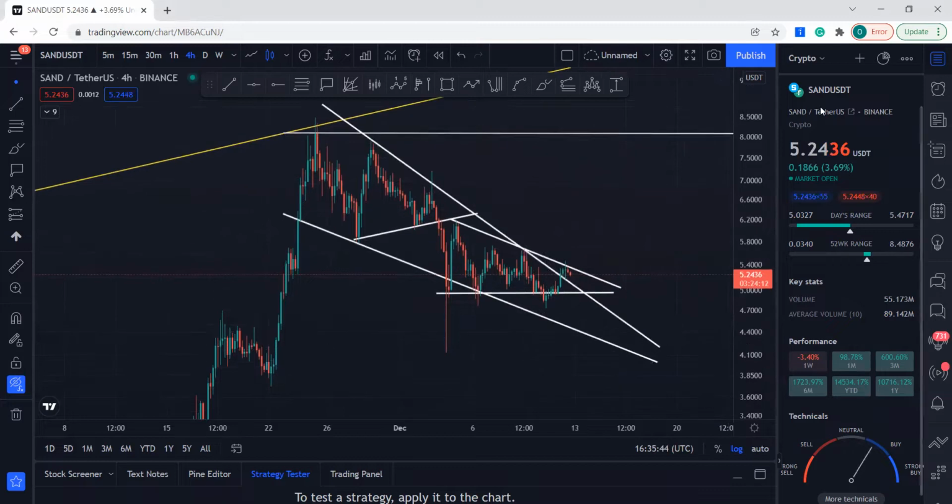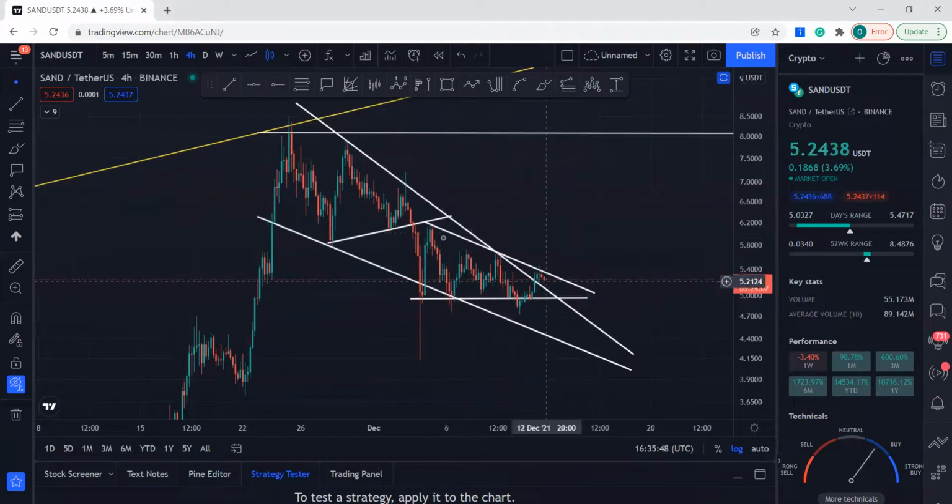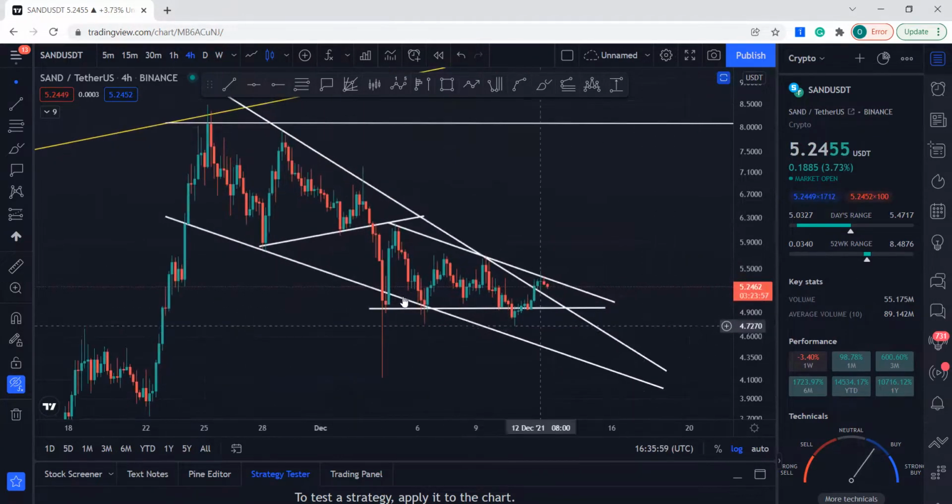Now let's quickly see what SAND is doing. So we know that SAND was in this ascending triangle, and you can see this big resistance line that it was in. It recently broke out of it. Okay, now it's still in this pattern. We drew this like 2-3 days ago, and it's still respecting this pattern.